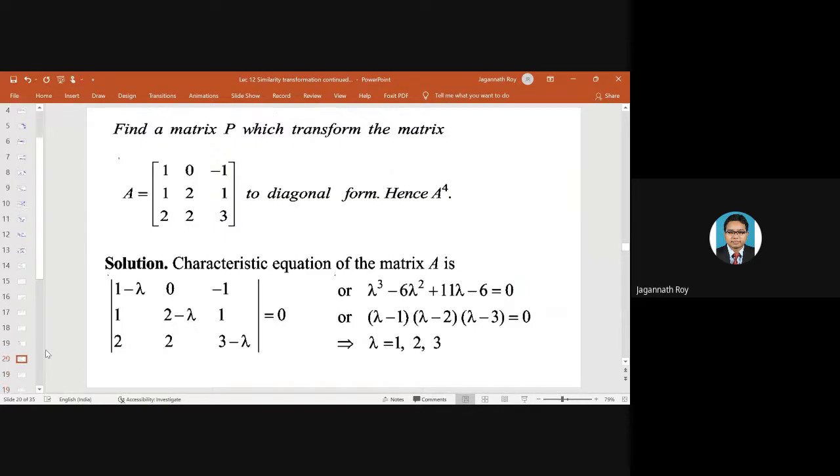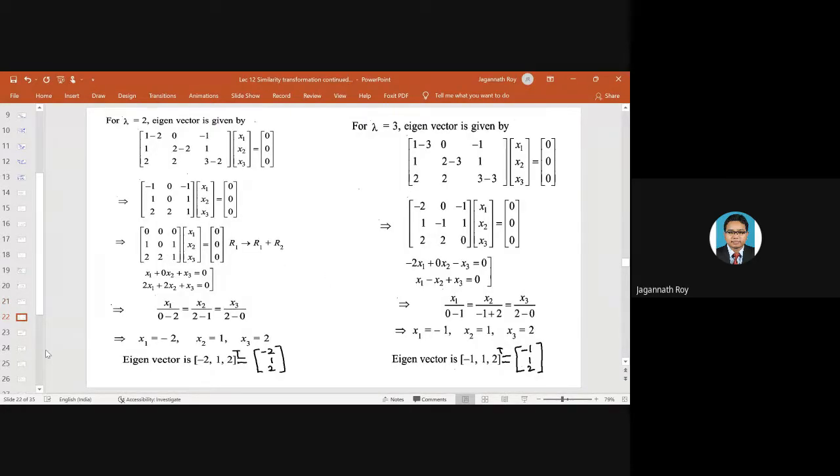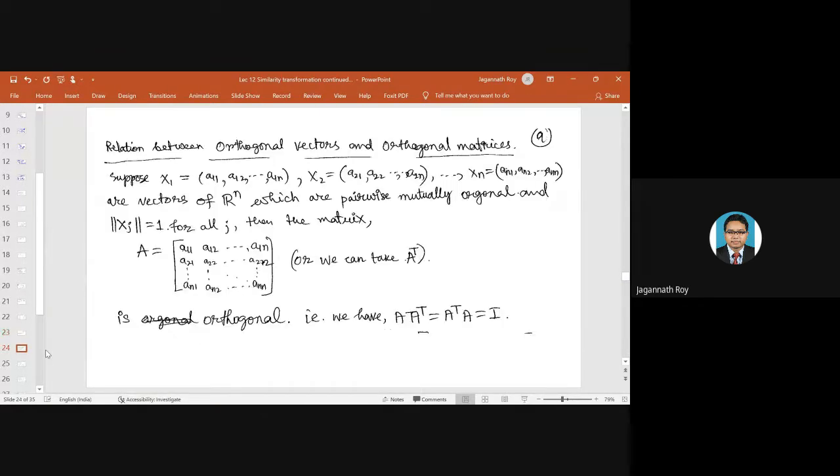Just to give you another example, you can say this is example 2. A is given, try to find out, this is a similar type of matrix. Hence find A to the power 4. You have to find the eigenvectors, then you try to find out the A to the power 4 matrix.